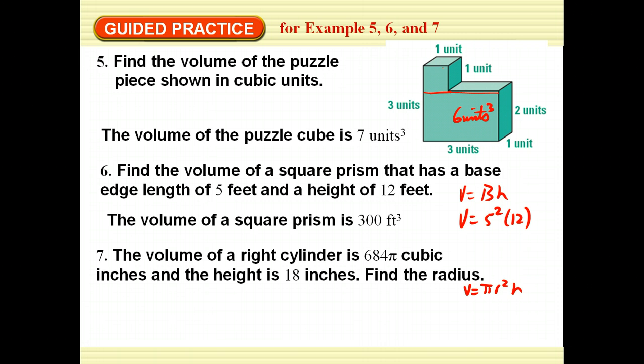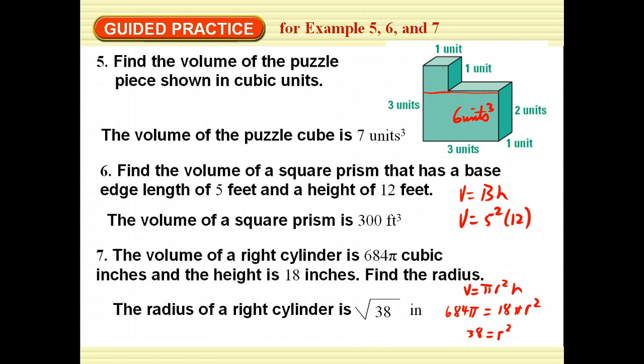So in this case, the volume is 684 pi, and h is 18, so that is 18 pi h. 684 pi is equal to 18 pi r squared. So we divide both sides by 18 pi, and we get r squared is 38. So we take the square root, and we have the square root of 38.